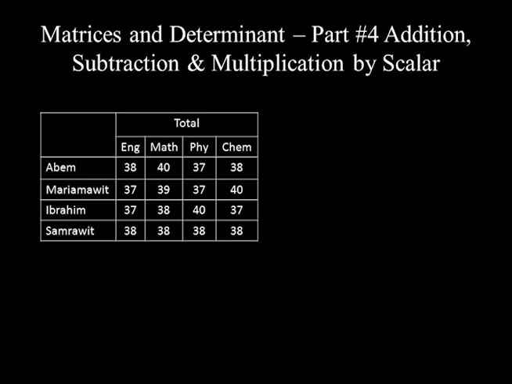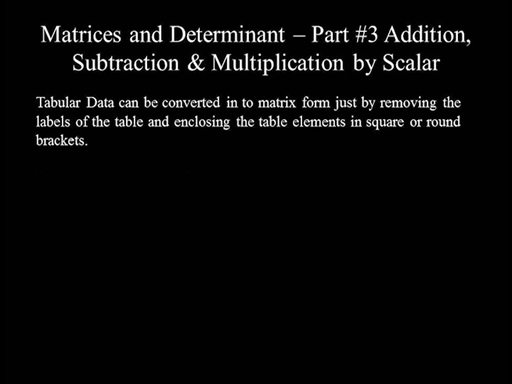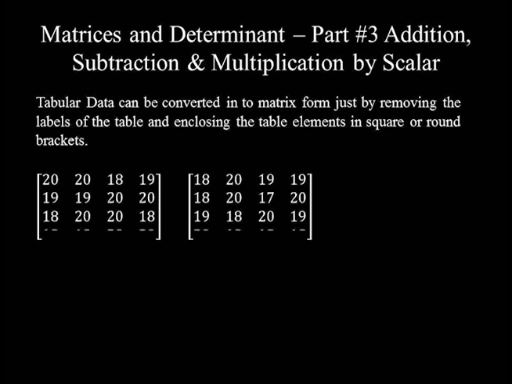As we discussed in part 1 of this series, tabular data can easily be transcribed into matrix form just by removing the row and column headings and the vertical and horizontal lines that separate the table elements, and enclosing the elements in square or round brackets. Let's start the transcription by forming a square bracket and copying the elements of the table to the corresponding matrix.